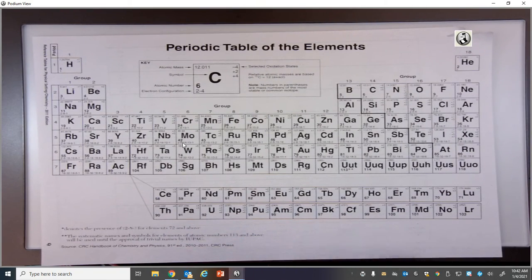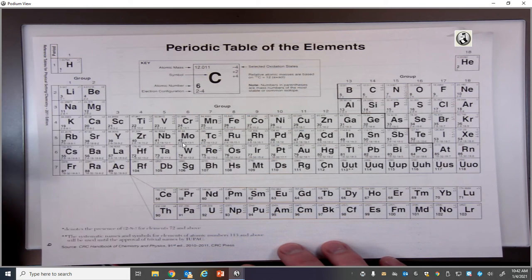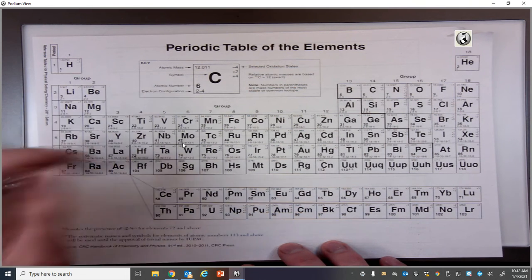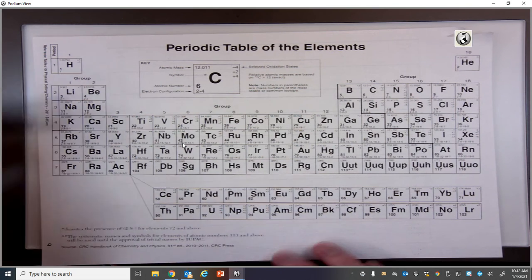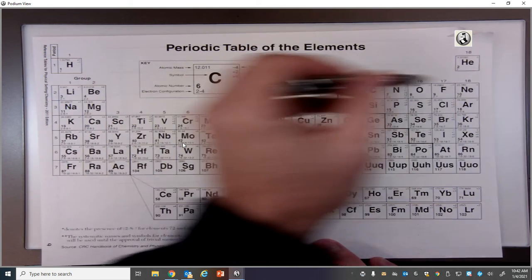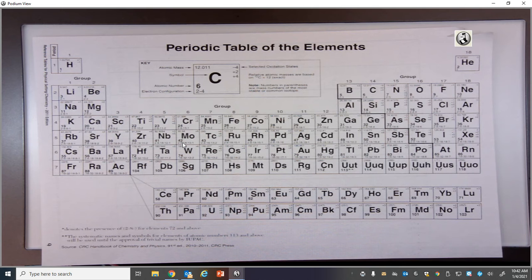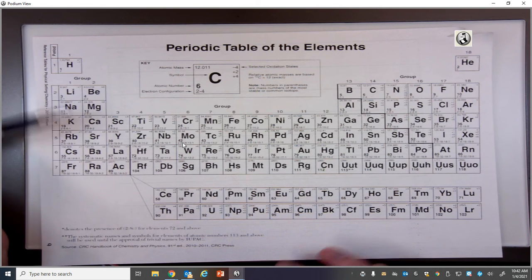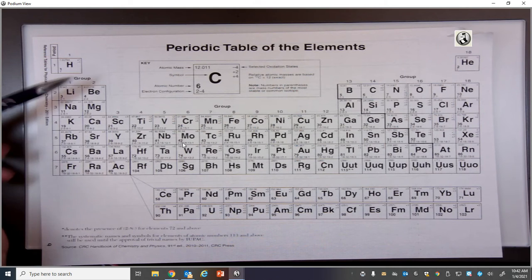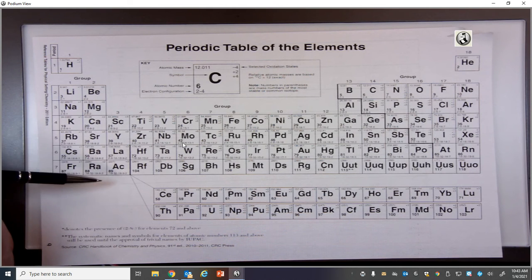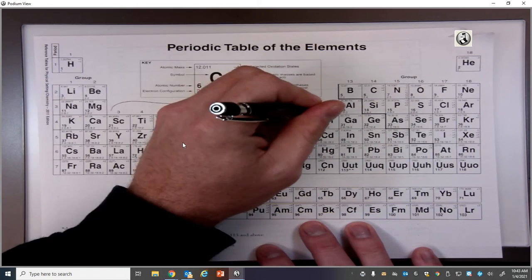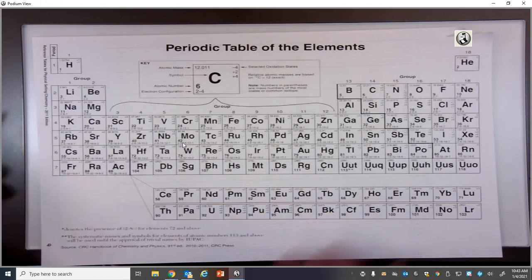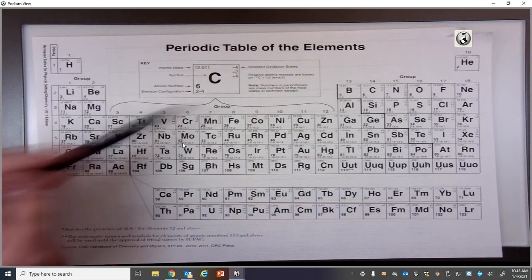Looking here, you've got groups that go top to bottom, and you've got periods that go side to side. There are 18 groups. You can see the numbers on the top. And there are 7 periods. Now remember, being in the group means you have similar chemical properties because they have the same number of valence electrons. With the exception of, I'm just going to put this right here, we'll review what these are, but this I call the gobbledygook.